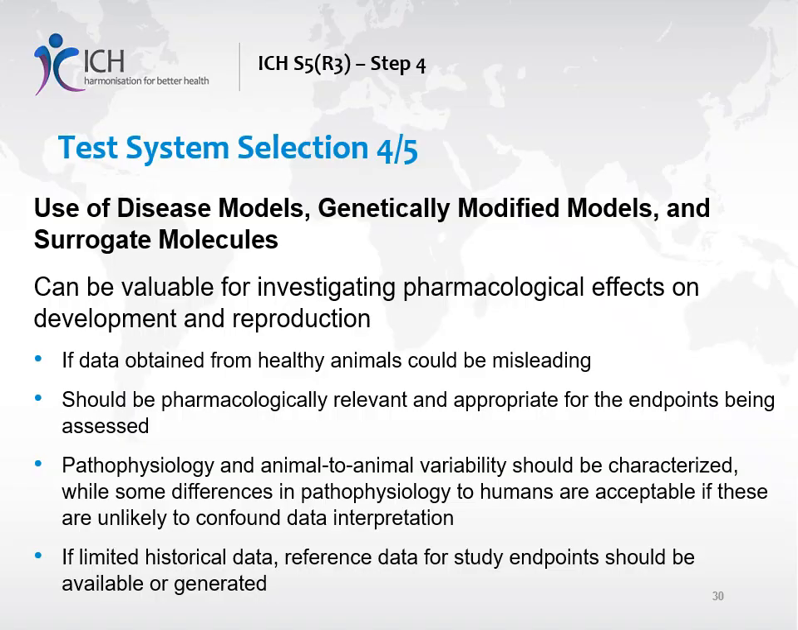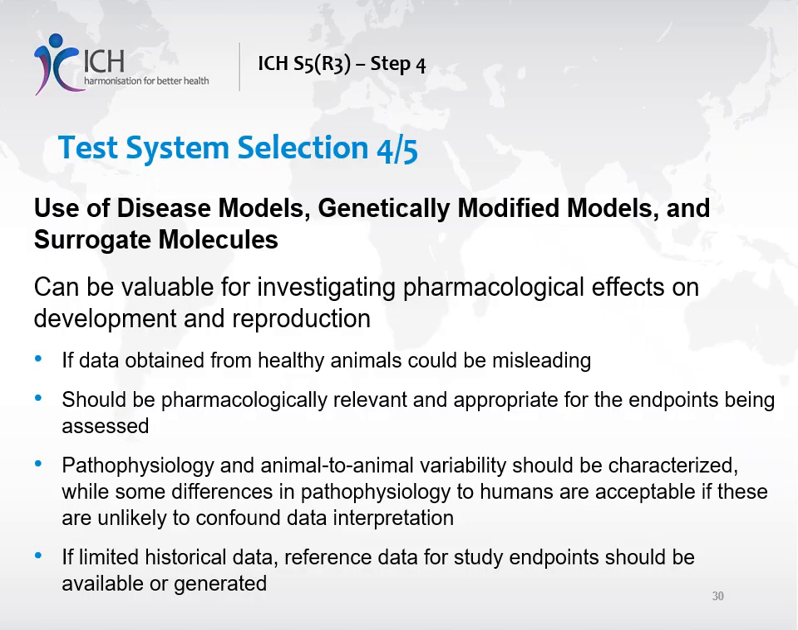Animal models of disease, genetically modified models and surrogate molecules can be valuable for investigating the effect of the intended pharmacology on development and reproduction. Studies in disease models can be of value in cases where the data obtained from healthy animals could be misleading or otherwise not apply to the disease conditions in the clinical setting.